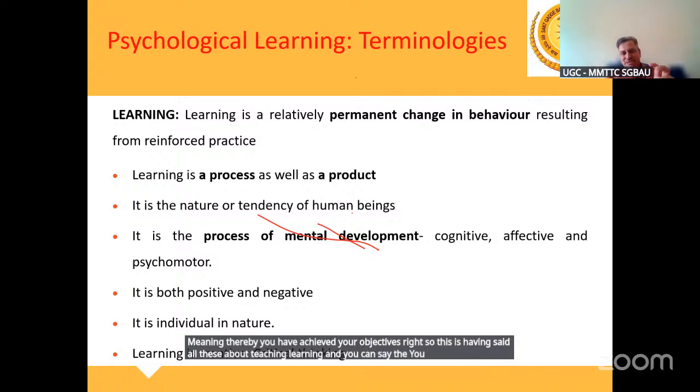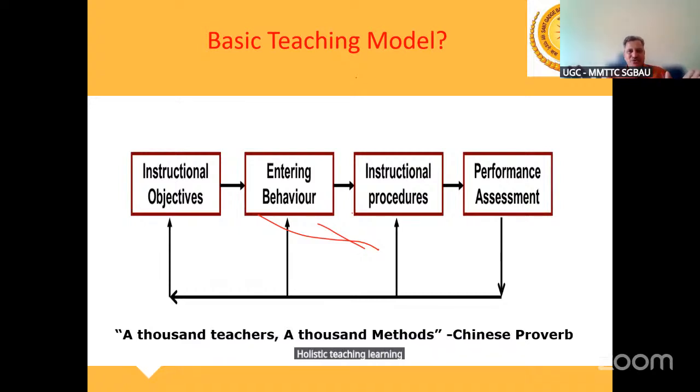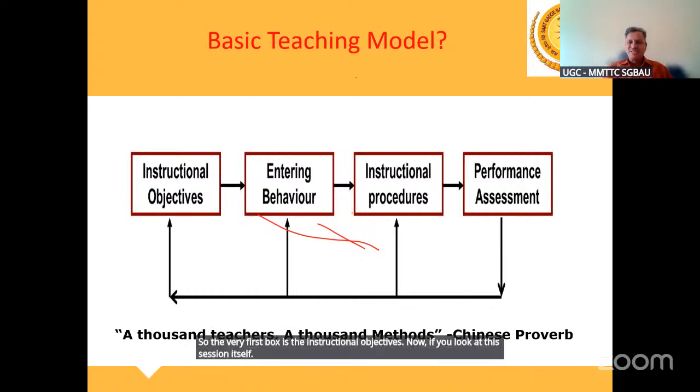Having said all this about teaching, learning, and the 3 aspects of mental development, that is the cognitive, affective, and psychomotor, we will just try to have a look at the basic teaching model as a holistic teaching learning environment. Now if you look at a basic teaching learning model, there are 4 black boxes, I should say, right? So the very first box is the instructional objectives.